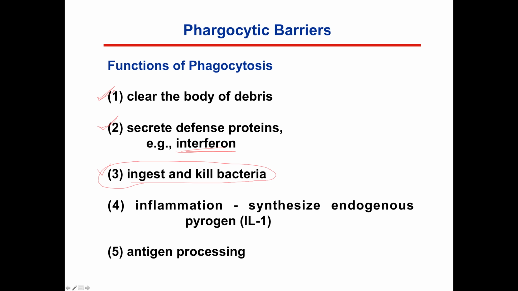They are also part of inflammation, because they synthesize endogenous pyrogens like IL-1 that result in other cells being activated. And as we'll see later, particularly for macrophages, they also do something called antigen processing. We're going to come back to this, but it gives you a little taste of what happens when we start talking about the adaptive immune response, where there is an intersection with the adaptive response.